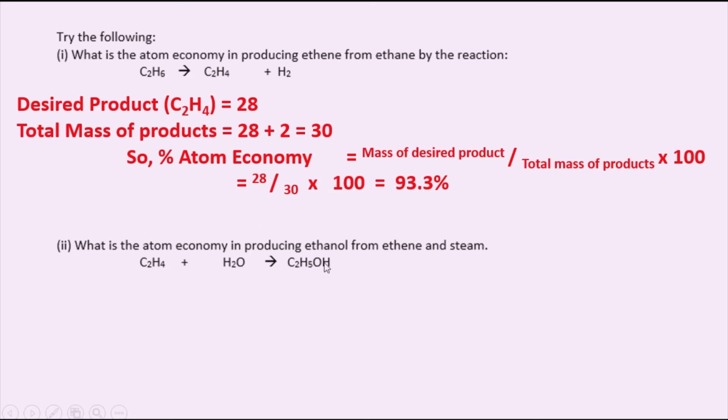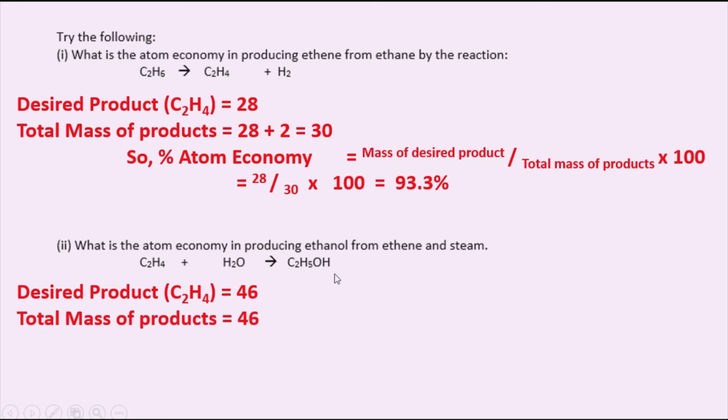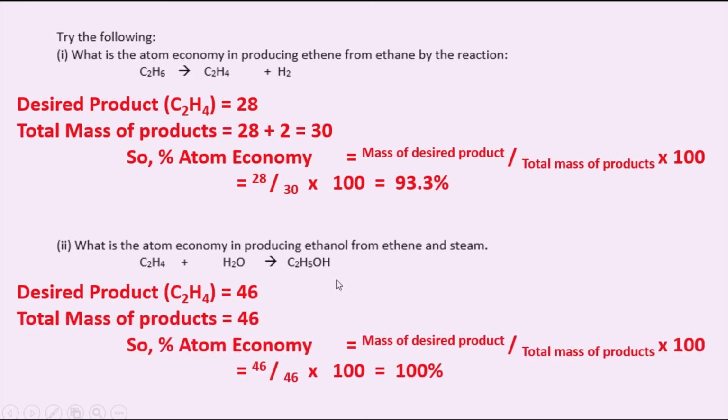In the second example, you can see that 2 reactants have turned into 1 product, and you can probably instinctively see that that means that the percentage atom economy has to be 100%. 100% of what was at the start turned into the products. If you want to check it in terms of calculation, the desired product is going to mass of 46. The total products are the same, so they're 46, and 46 over 46 times 100 is 100%. So that gives us the 100% atom economy.